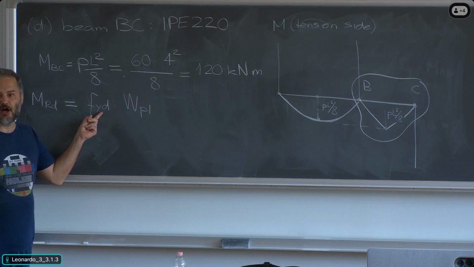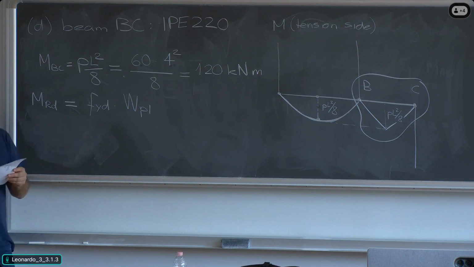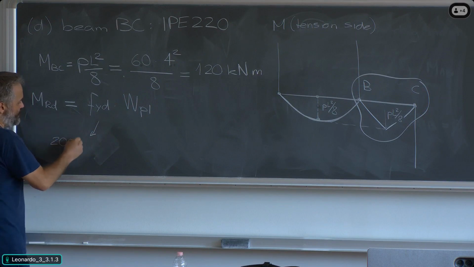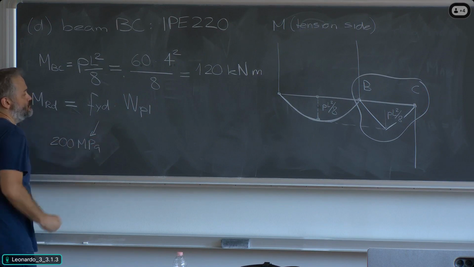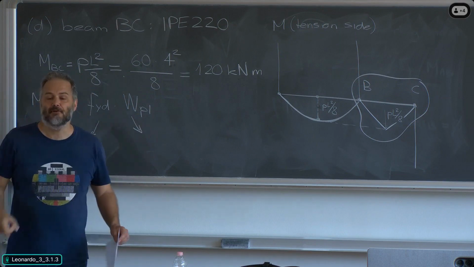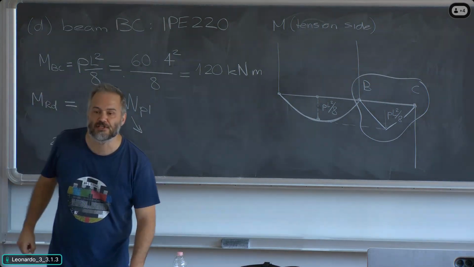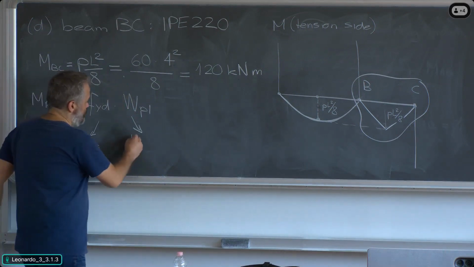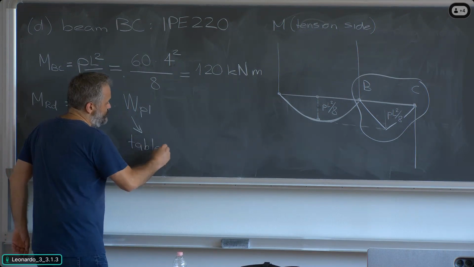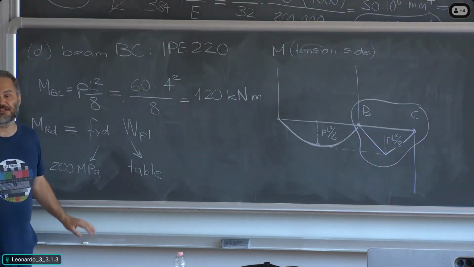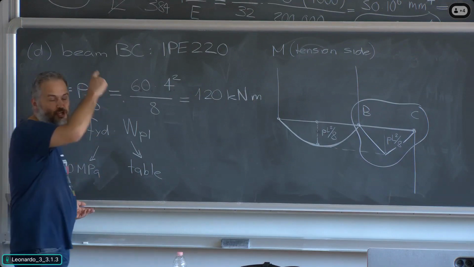Where does this come from? It's given. FYD is 200 megapascals. Where does this come from? From the same table we just looked at, which is a table for IPE sections. So we have to first ask ourselves whether the IPE 220 section is enough. So I'm going to change to the other blackboard.